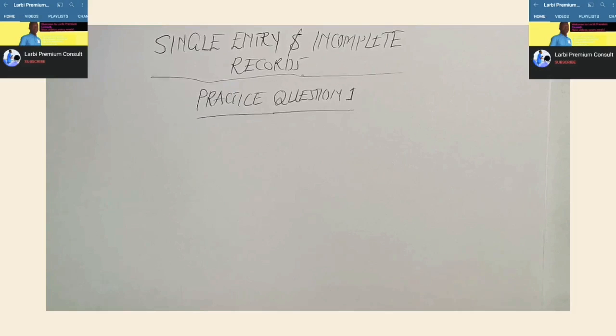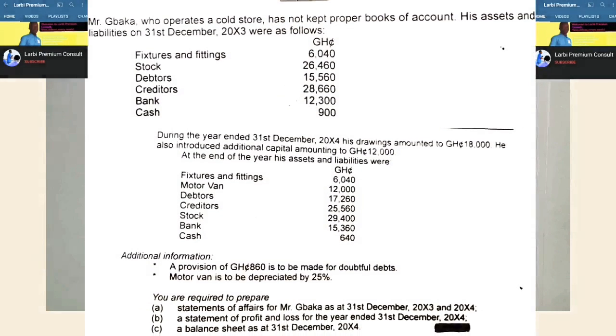So let's go into it real quick. As you can see, we are having a question on single entry and incomplete records, and this is how it goes. Mr. Barker, who operates a cold store, has not kept proper books of accounts. His assets and liabilities on 31st December 20X3 were as follows.